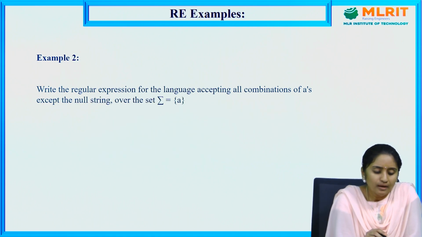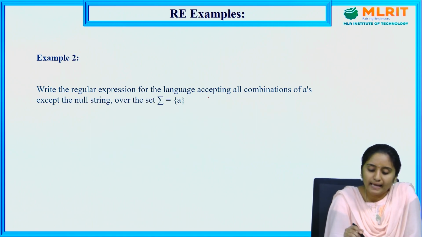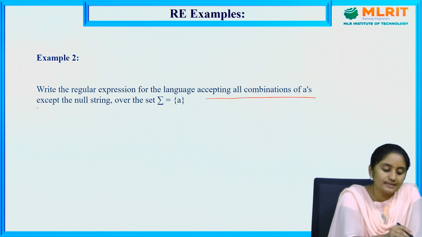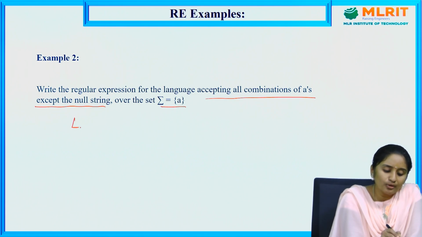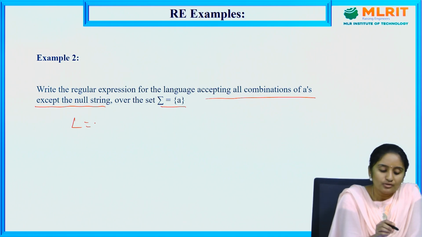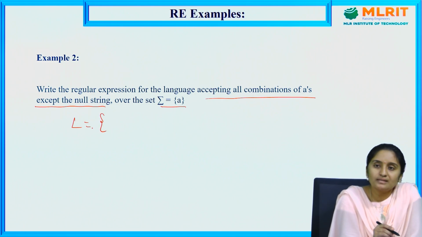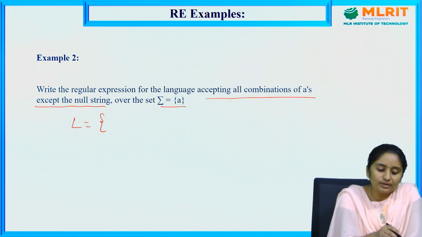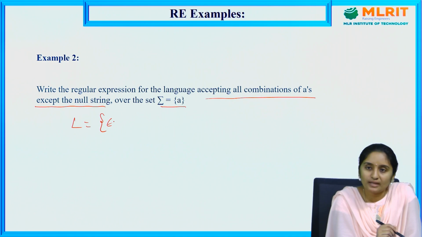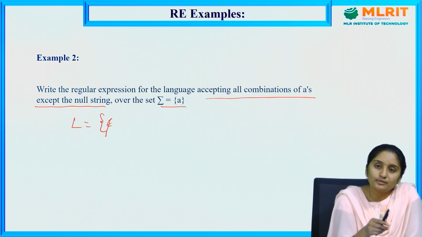Next example. Write the regular expression for the language accepting all combinations of A's except the null string. It is not going to accept the null string over the set A. So here first we are going to construct the language. In the previous example, all combinations of A's meant we were going to have epsilon. But coming to here, it is not going to accept a null string. So the null string, epsilon, is not accepted.